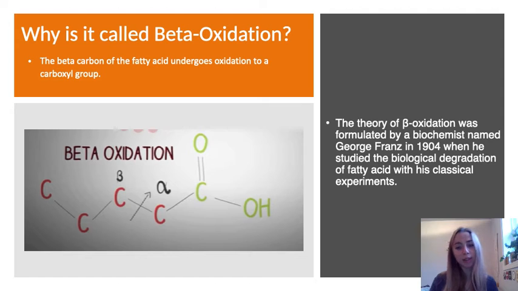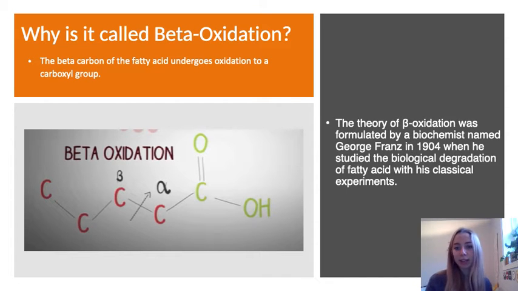So why is this process called beta oxidation? It's called beta oxidation because, if you can see in this diagram I have there, that is a fatty acid chain, and that's just a 4-carbon fatty acid chain. But as you can see, the beta carbon of the fatty acid is the one that undergoes oxidation to the carboxyl group. So that makes sense of why it's called beta oxidation of fatty acids.